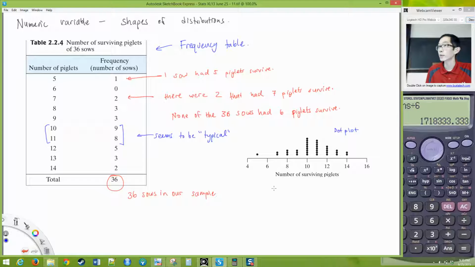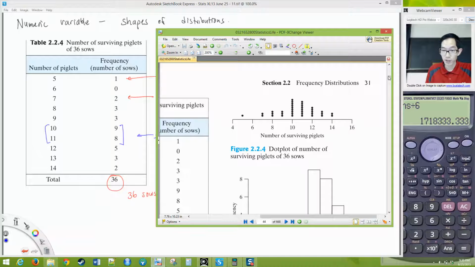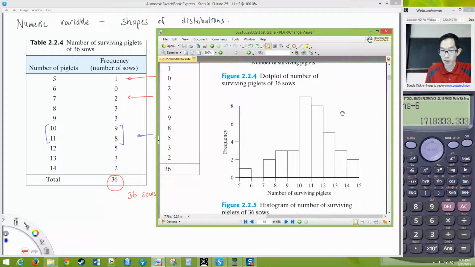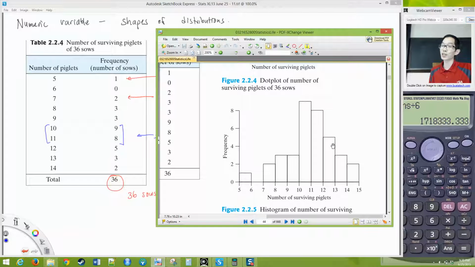Okay. And if you don't like dots, you can turn them into bars, okay? And this is the exact same data, except instead of dots, we put bars. And so instead of having one dot, we have a bar that is of height 1. And instead of having 2 dots, we have a bar that's of height 2, okay? And this is called a histogram, okay? This is a histogram.